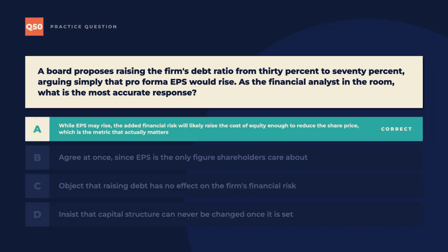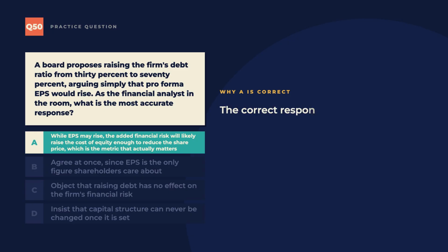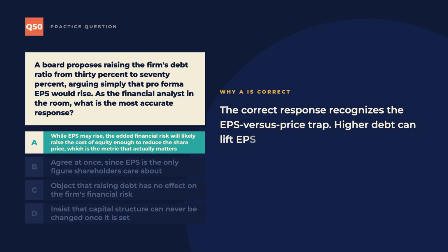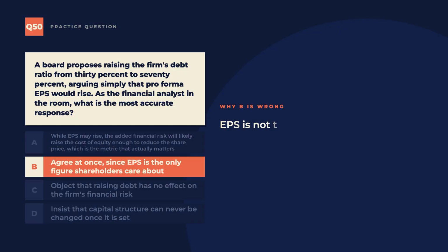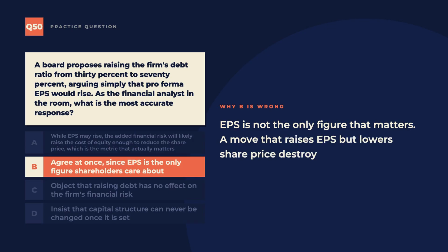The correct answer is A. While EPS may rise, the added financial risk will likely raise the cost of equity enough to reduce the share price, which is the metric that actually matters. A is correct because the correct response recognizes the EPS versus price trap. Higher debt can lift EPS while raising the cost of equity so much that share price falls, and share price, not EPS, is the goal of capital structure policy. B is wrong because EPS is not the only figure that matters. A move that raises EPS but lowers share price destroys shareholder value, so blind agreement is wrong.